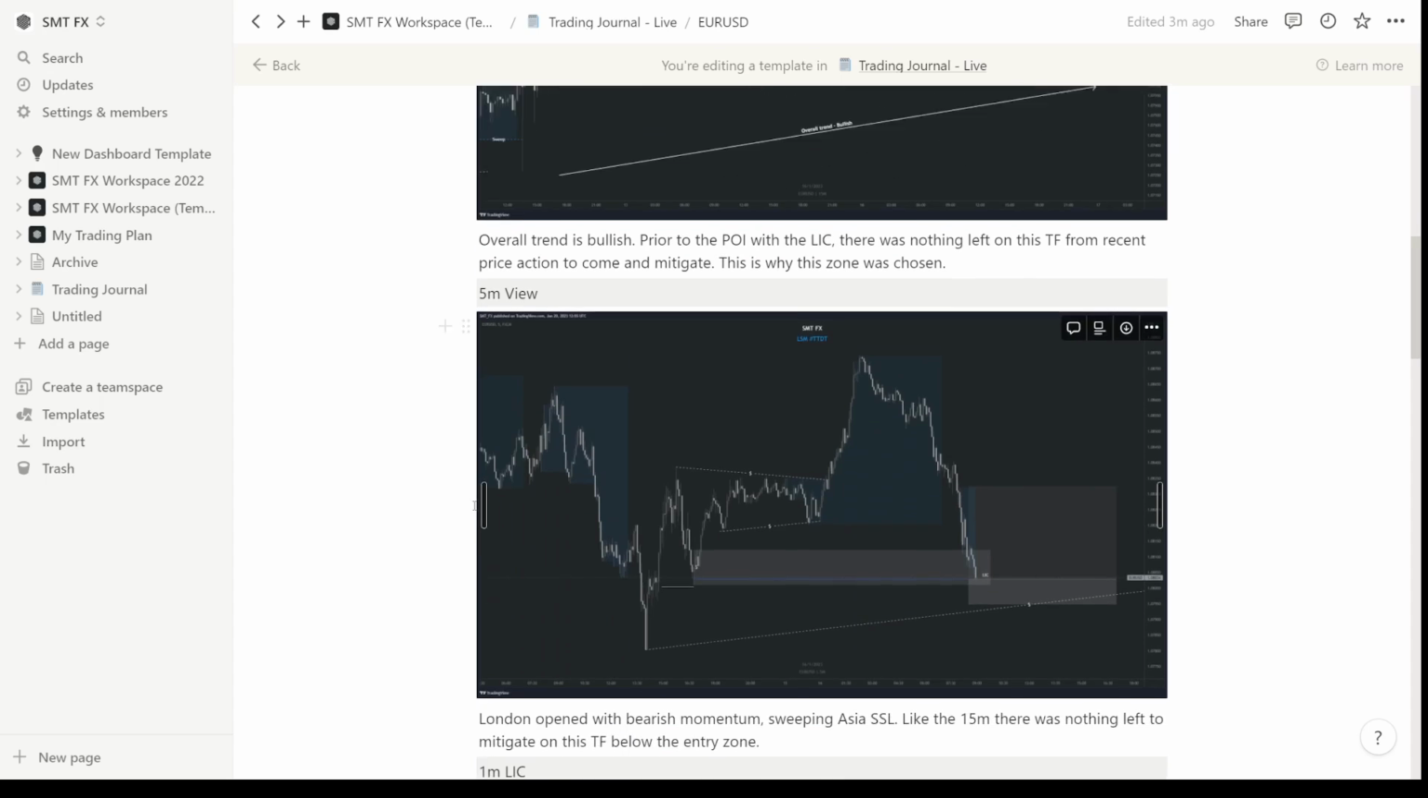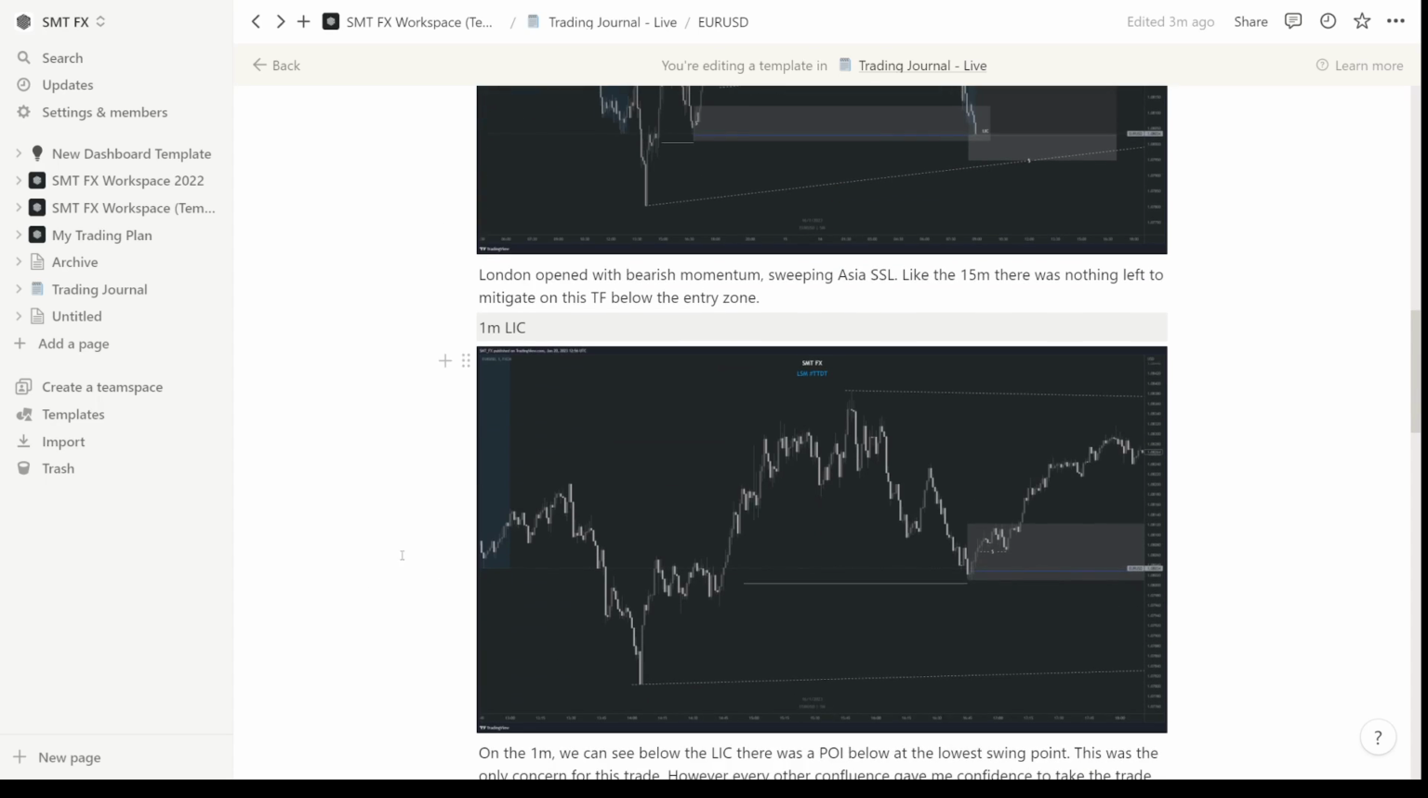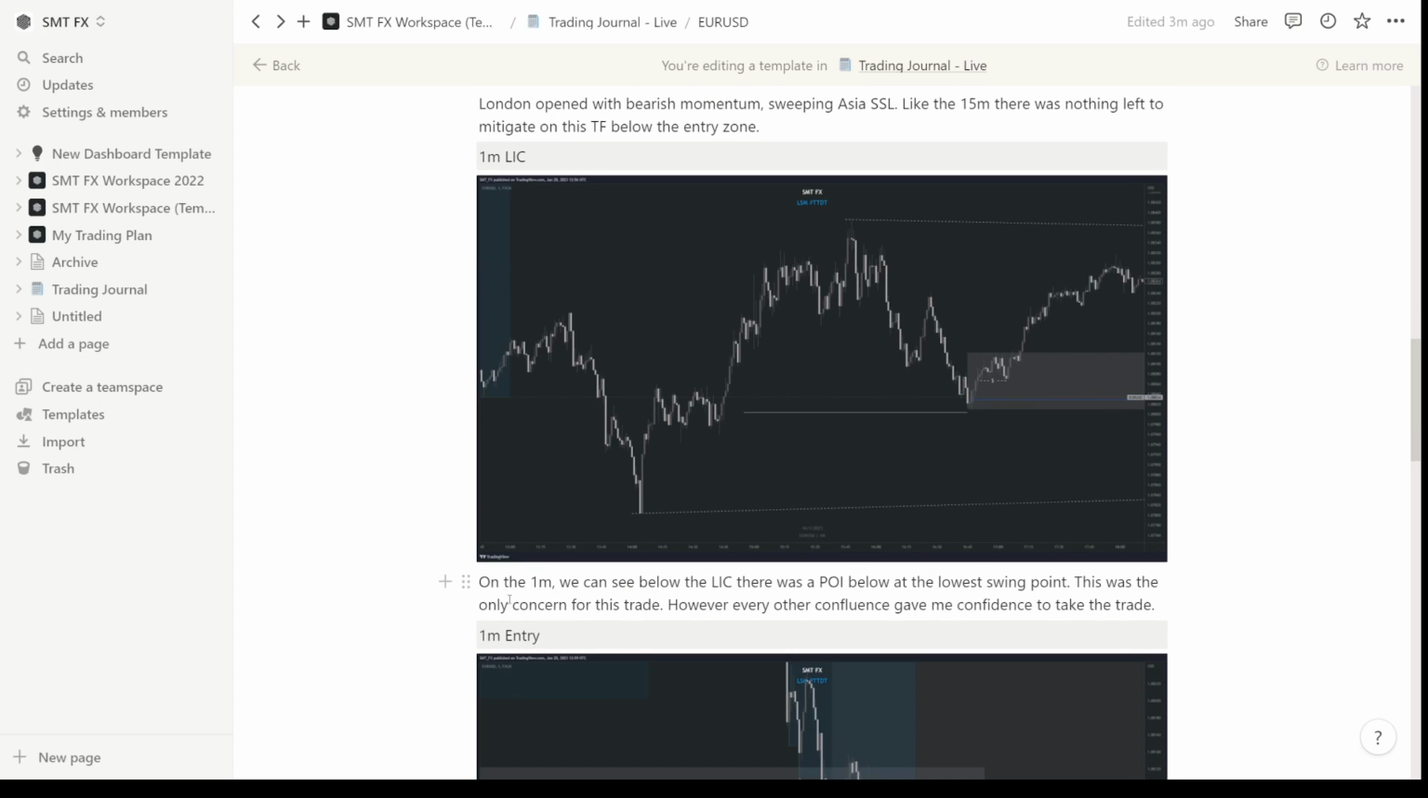We can see a 5 minute view as well. We've got some notes in here. We've swept sell side liquidity of the Asia session. We've not got anything left on the 5 minute below to mitigate. And then I've included a screenshot of the liquidity inducement candle, and I've also highlighted a concern about this trade.